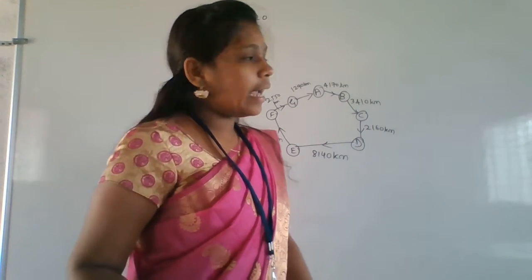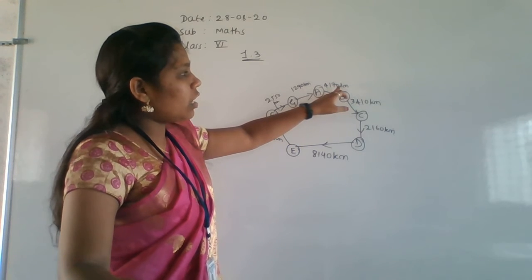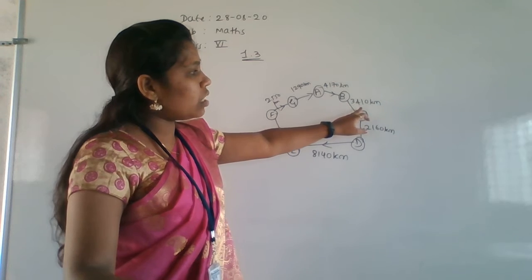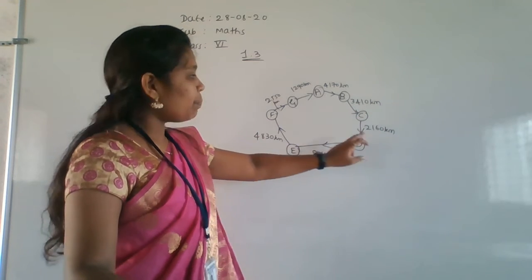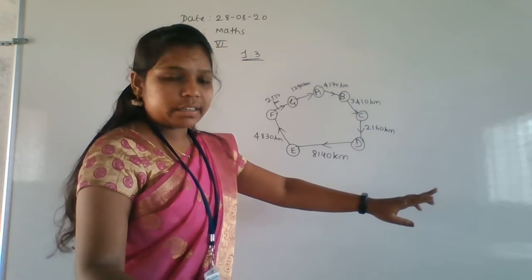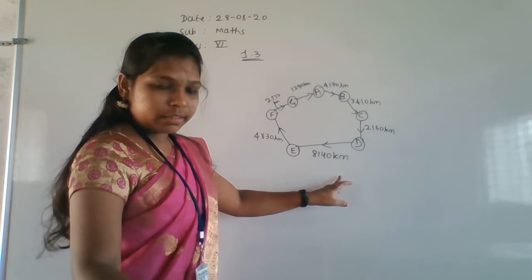Again they gave here a distance. A to B is 4170 kilometer. Next, B to C is 3410 kilometer. Next, C to D is 2160 kilometer. Next, D to E is 8140 kilometers.